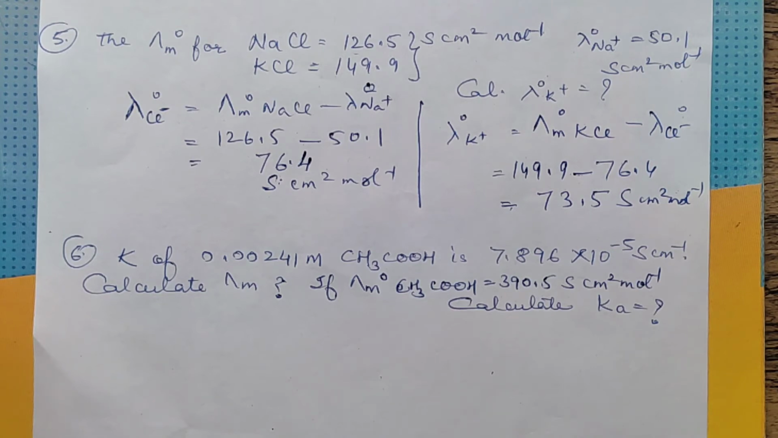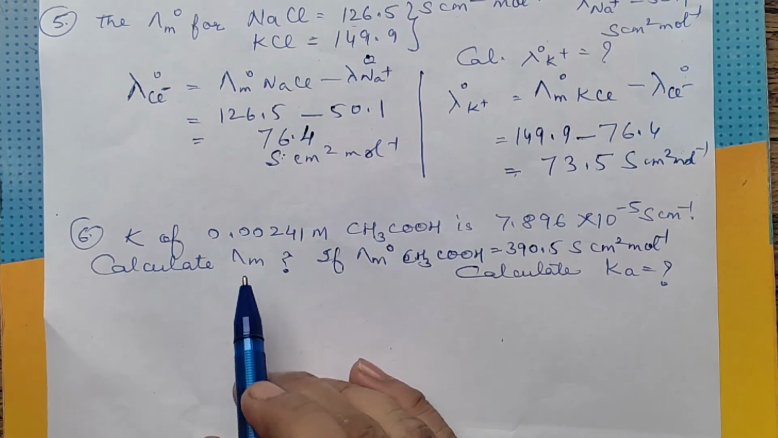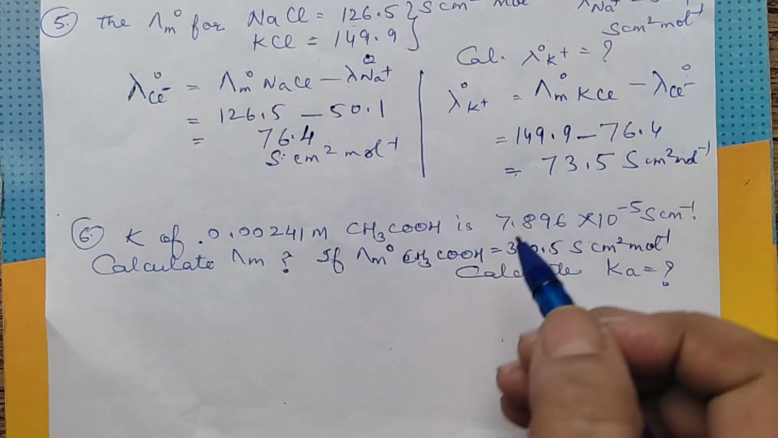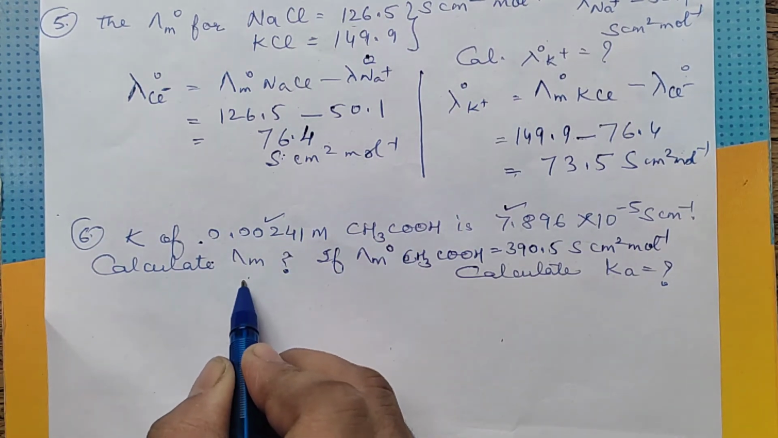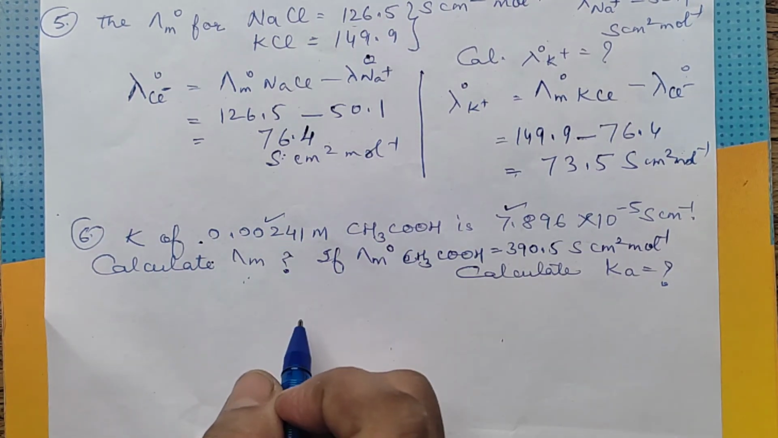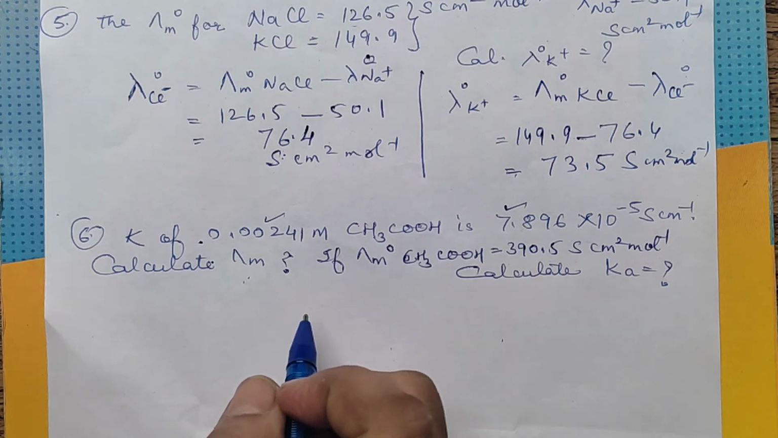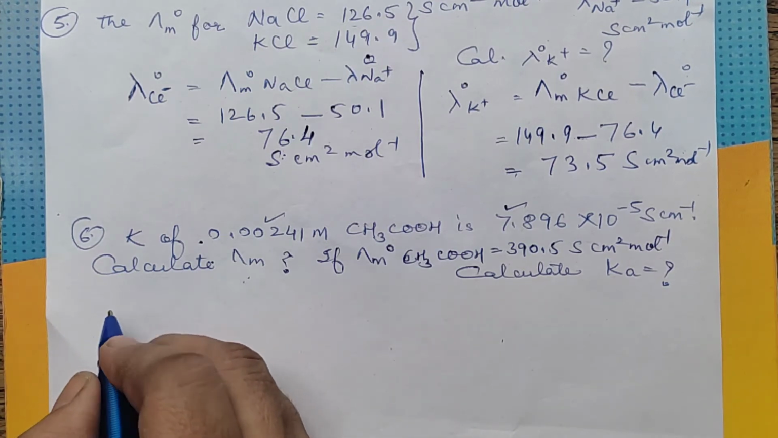Now the next type of question. Kappa is given. This is the kappa value given. Concentration is given. Calculate lambda m and Ka value. Ka is to be solved. Now what will be the steps in this?